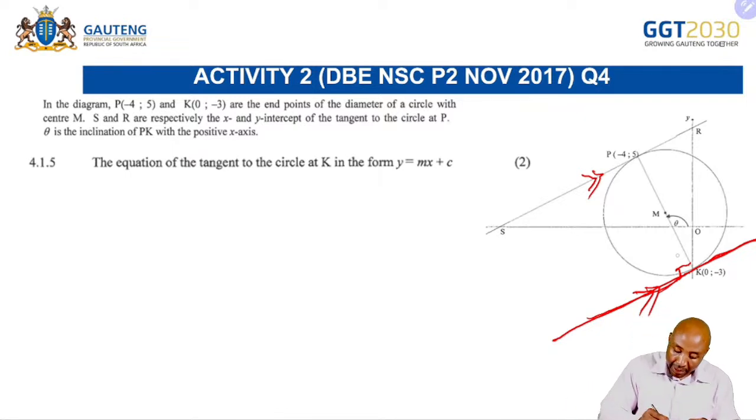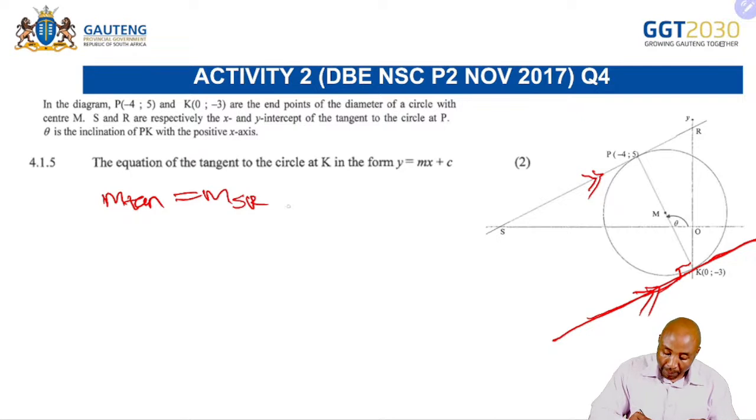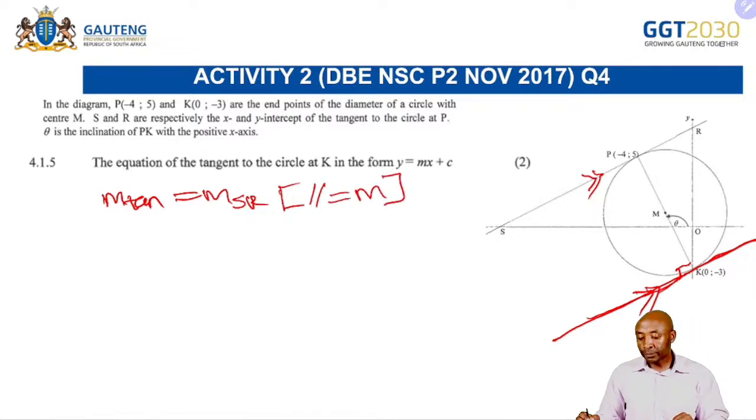It follows that the gradient of the tangent should be equal to the gradient of SR. Why? Because we are saying these are parallel lines, they have equal gradients. So the tangent is parallel to SR. You are deducing this from the diagram. Now, if you do not draw this tangent at point K, it becomes difficult for you to get that the gradients will be the same, because these will be parallel lines. They are equal distance apart.